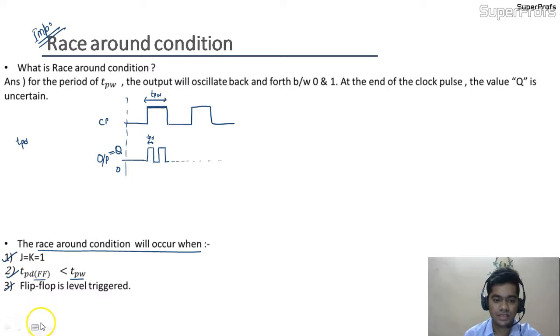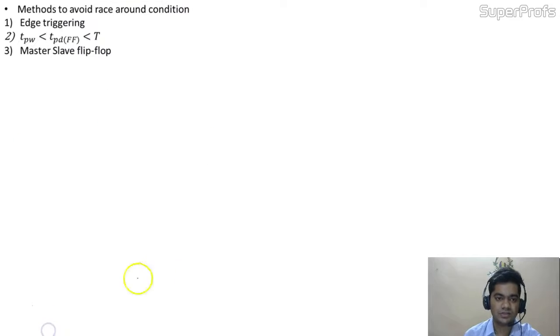Now we are going to see how we are going to rectify this race around condition. The methods to avoid this race around condition are: the first is edge triggering, the second is that the pulse width should be less than the propagation delay, and this propagation delay should be less than the total time period, and the third is master slave flip-flop. In this session I am explaining only the first method of edge triggering, and in the next session we are going to see the rest of these two cases.